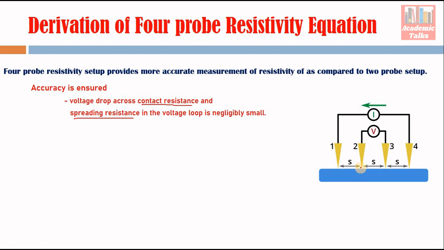Because of that, what happens? Contact resistance is present here, contact resistance is present here also, and not only contact resistance, spreading resistance and contact resistance both are present here, but they are not affecting the result because the voltage drop across the contact resistance and spreading resistance here, and in the same way here, is almost zero, negligible. Why? Because the current in this circuit is zero, and that is possible because this voltmeter is a high impedance voltmeter. So because of almost zero current, no voltage drop across contact resistance and spreading resistance comes into the picture.